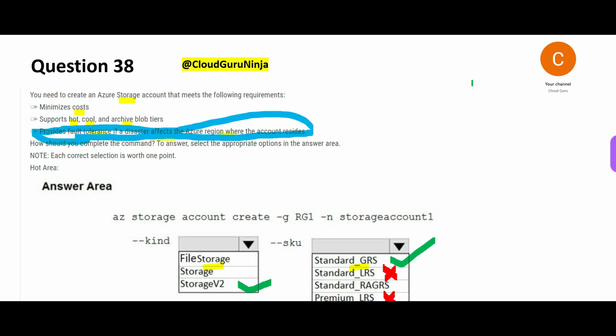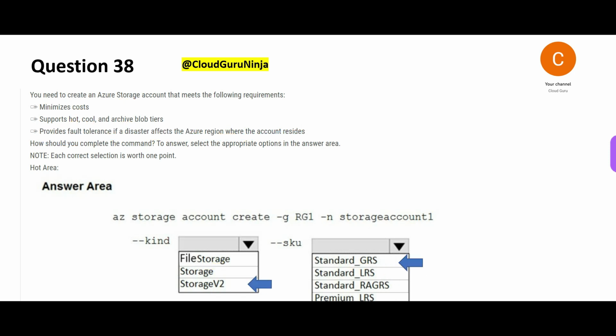I have not heard about RAGRS. I am not sure about RAGRS. So these two would be our final answer.